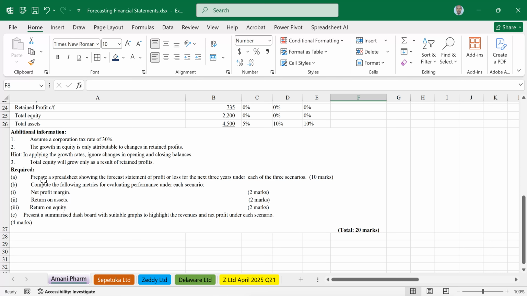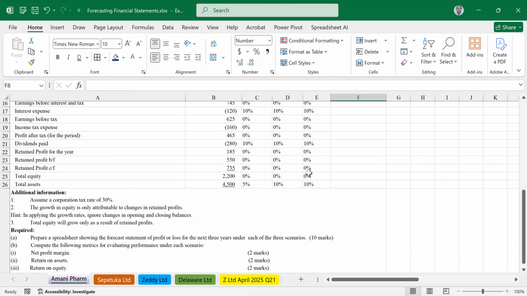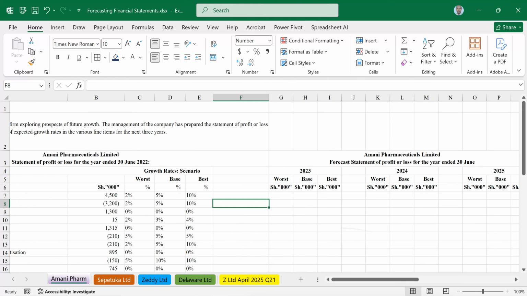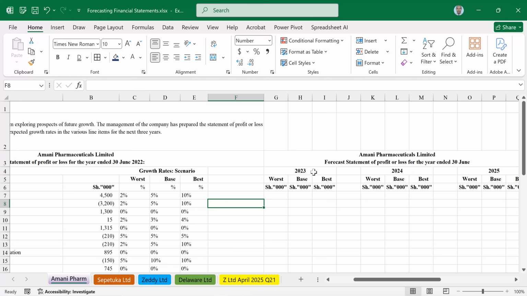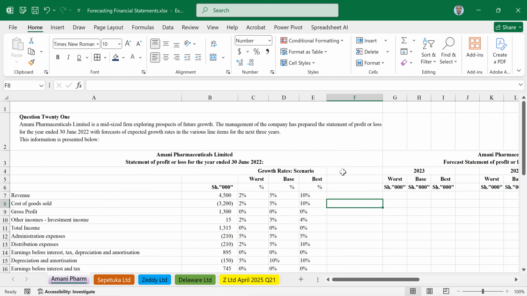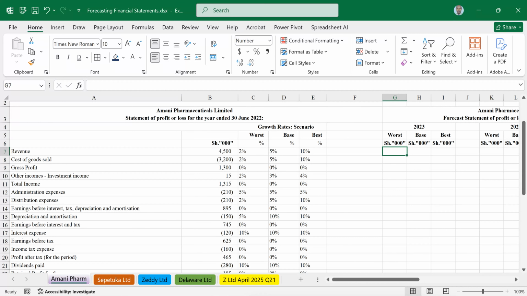So we want to start with the first one, a forecast statement of profit or loss under each scenario. You already have a format on how that is supposed to be done. The title, 2023, 2024, and 2025 under each scenario. Now look at revenue, the answer for 2023. Revenue is 4,500. At worst, it will be 2%. At best, it will be 5%. At best, it will be 10%.